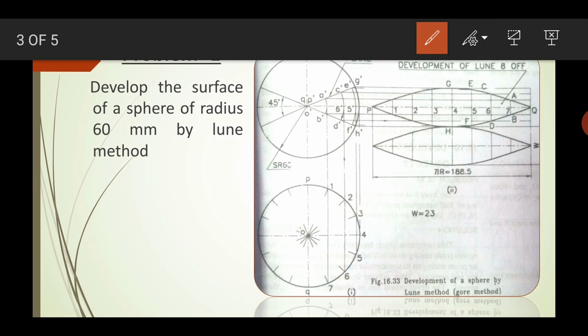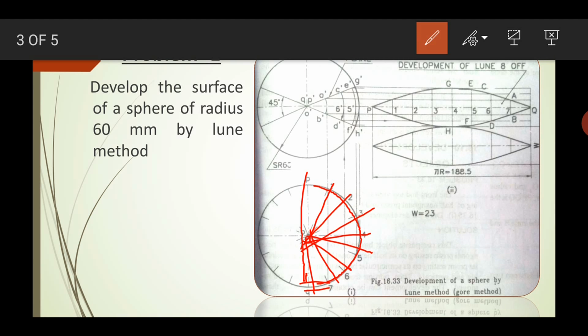Now the second step: we have to draw the sphere and divide the right side into any number of equal parts. We have to divide this hemisphere into any number of parts, but actually we will use 8 parts. So from here: 1, 2, 3, 4, 5, 6, 7 and 8.